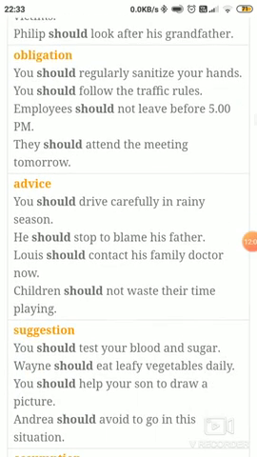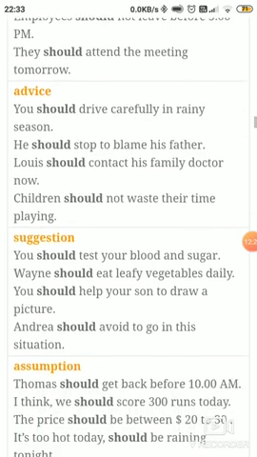Now, advices. Let's have a look at the advices. You should drive carefully in rainy season. He should stop to blame his father. Louis should contact his family doctor now. Children should not waste their time playing.